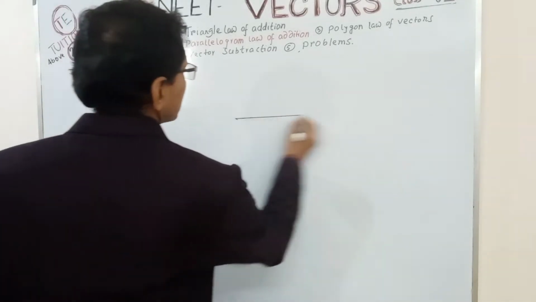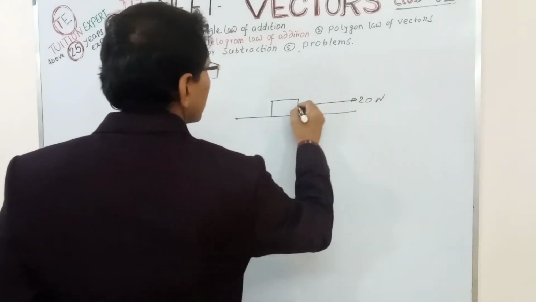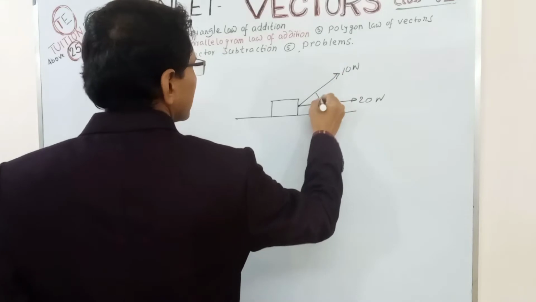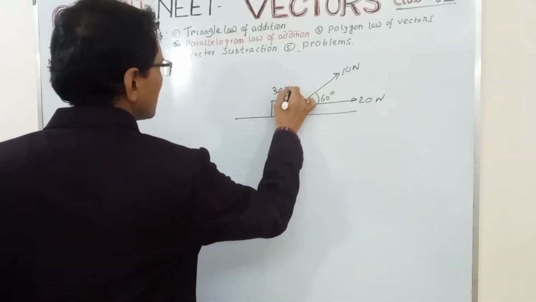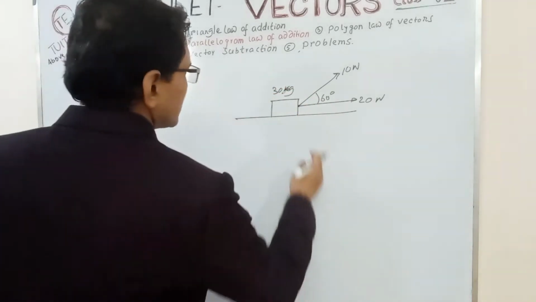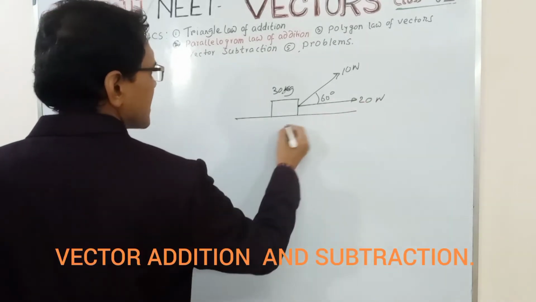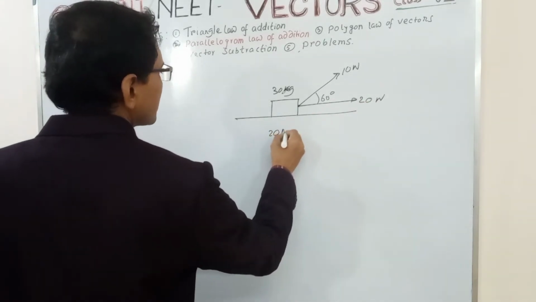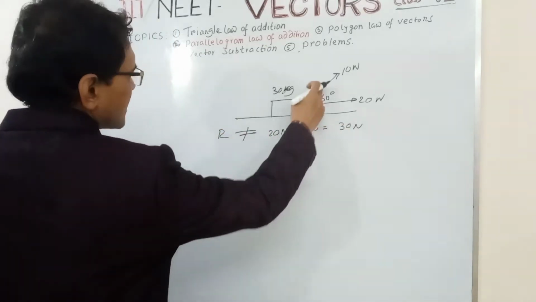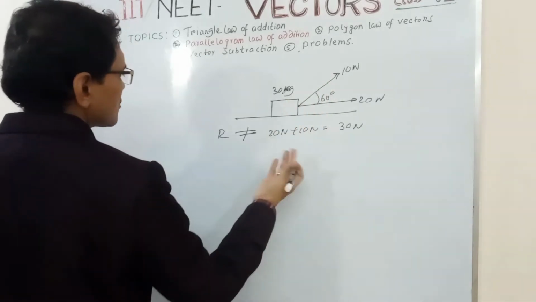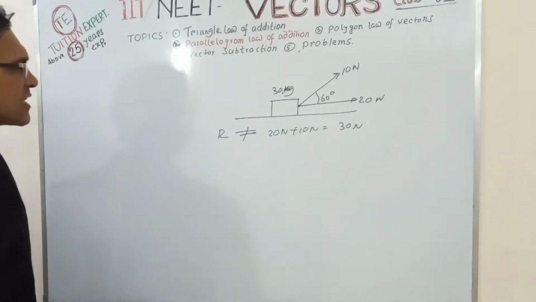Suppose here is a block and two forces acting at an angle of 60 degrees. Suppose this is a 30 kg block. Now, if you ask what is the total force acting on the body, students generally say that the total force is 20 plus 10, 30 Newton. But this is not correct. For scalars, we can say 20 plus 10 equals 30, but this is a vector quantity. So vector addition is different from scalar addition.